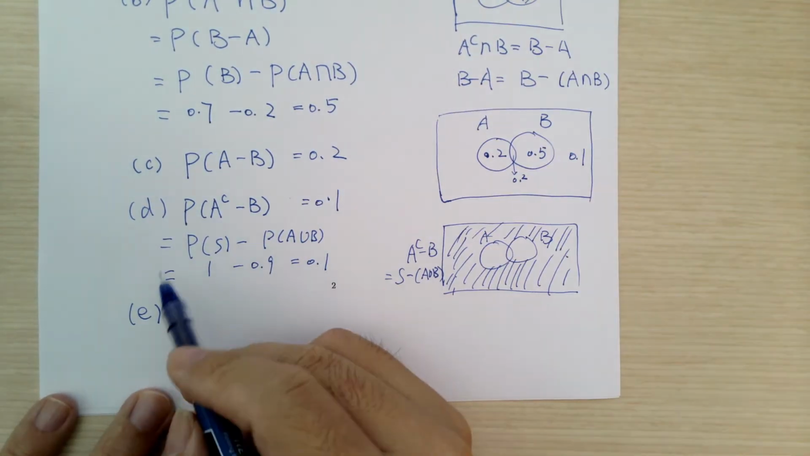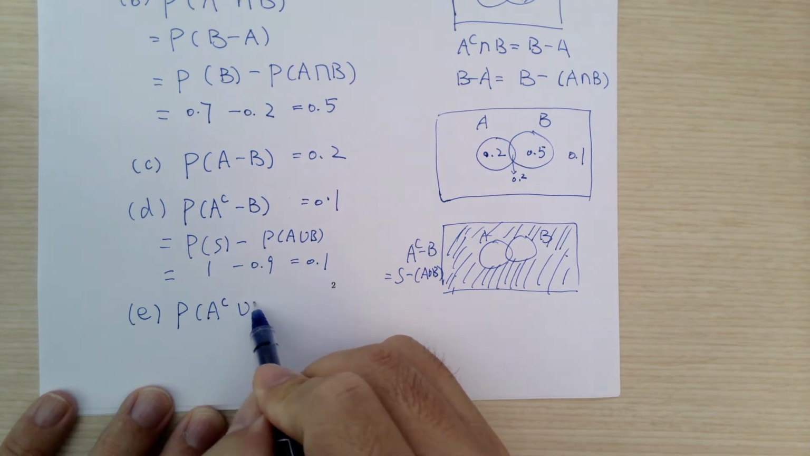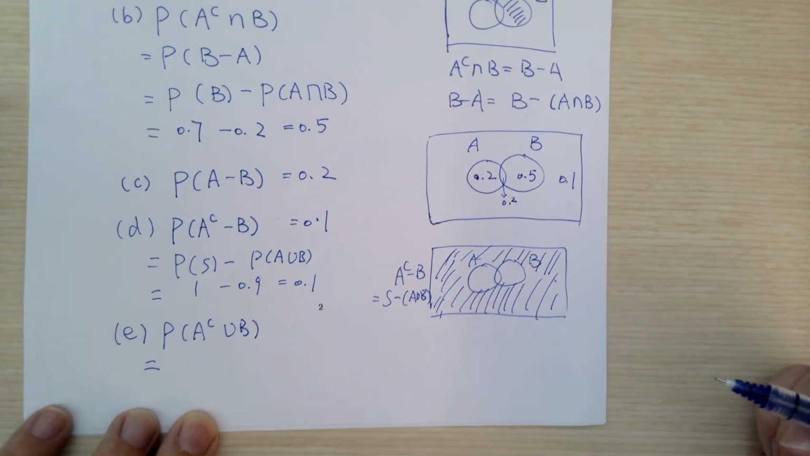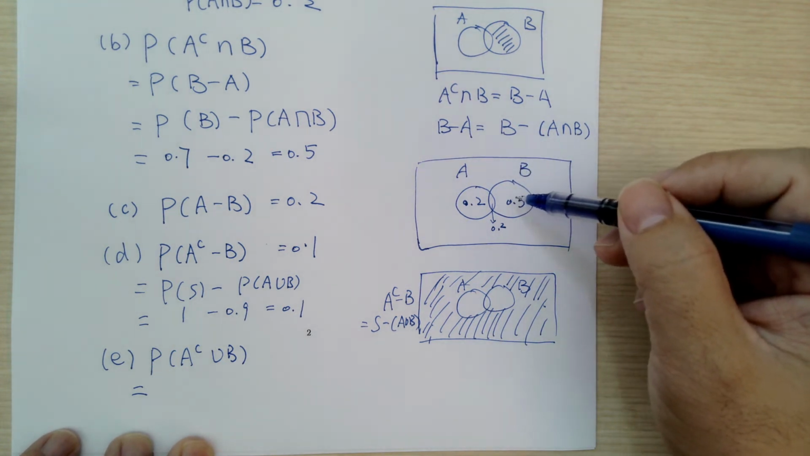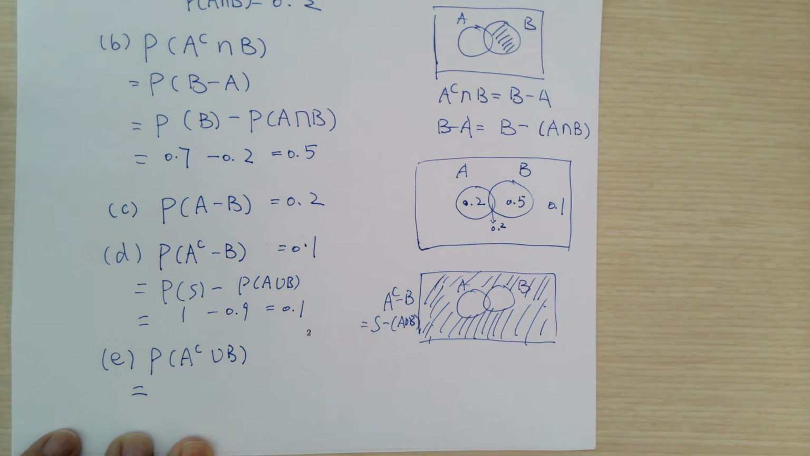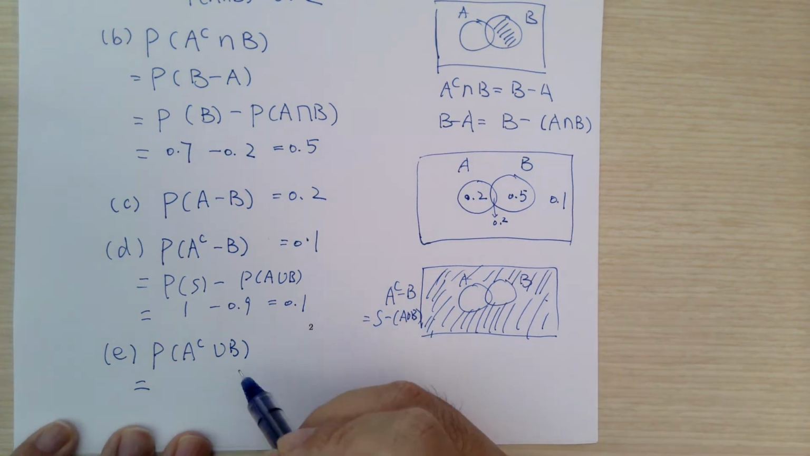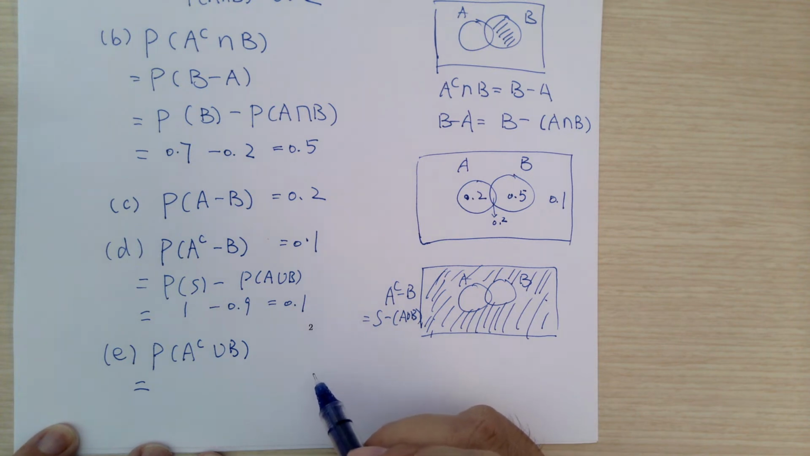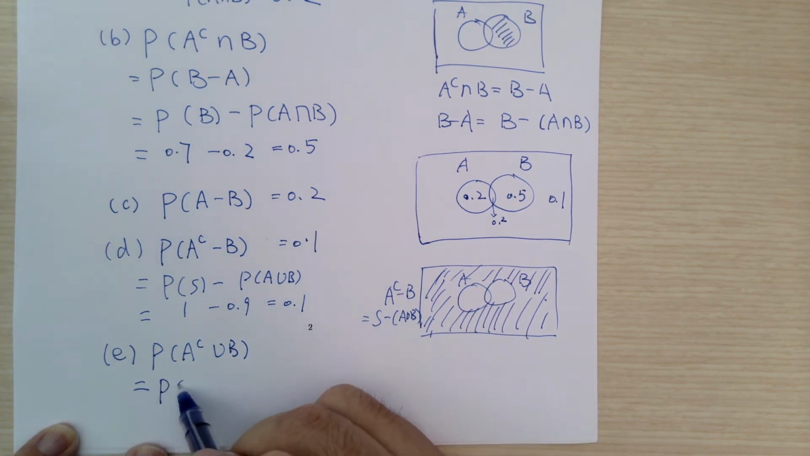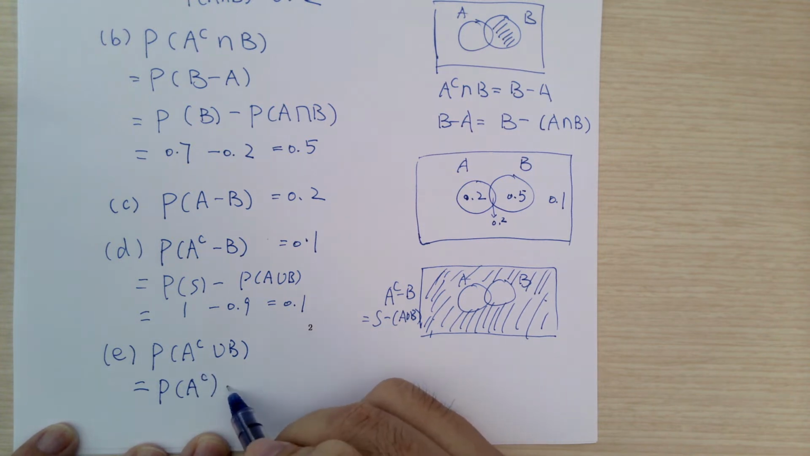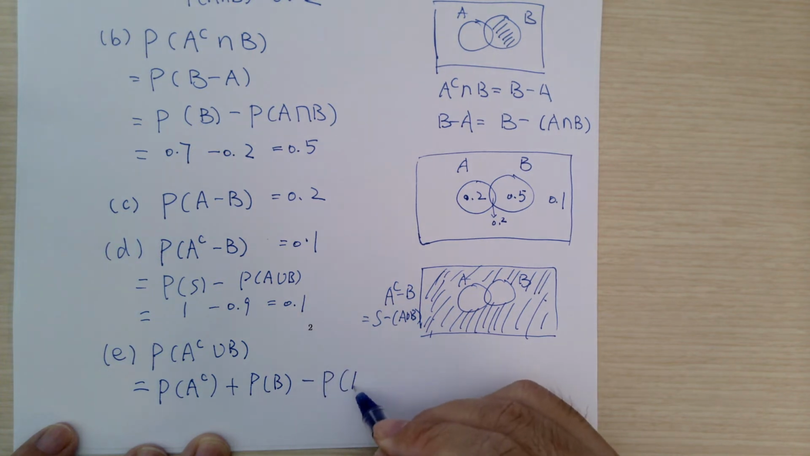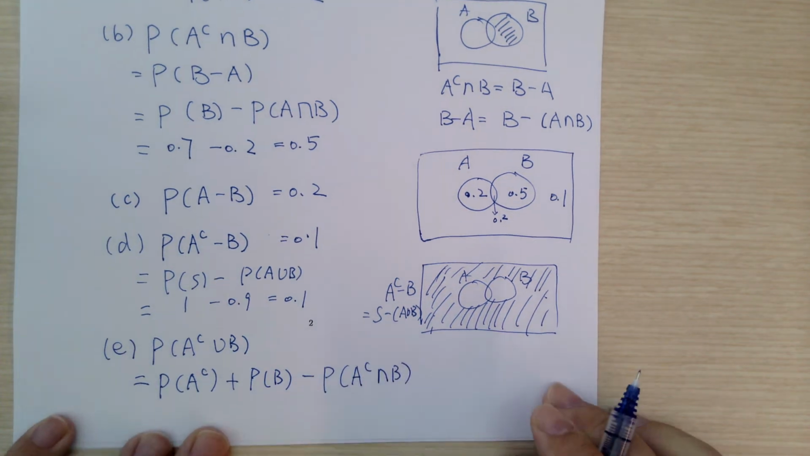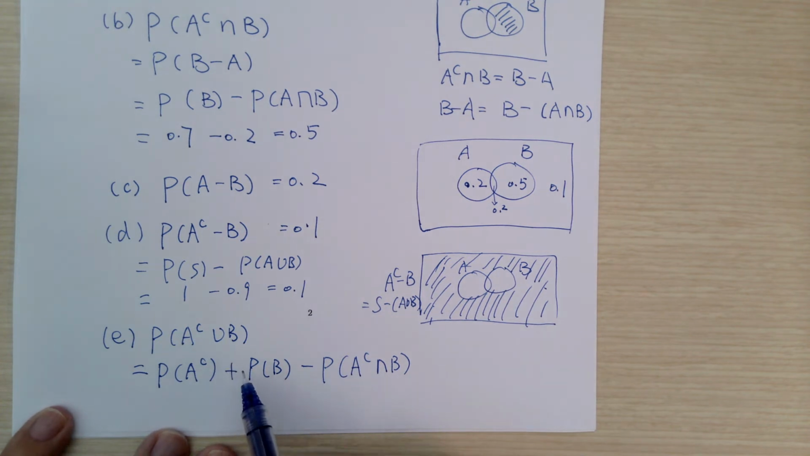So P(A complement union B) here, as you can see, is going to equal P(A complement) plus P(B), and then minus P(A complement intersect B). Because we are using the inclusion-exclusion principle, okay?